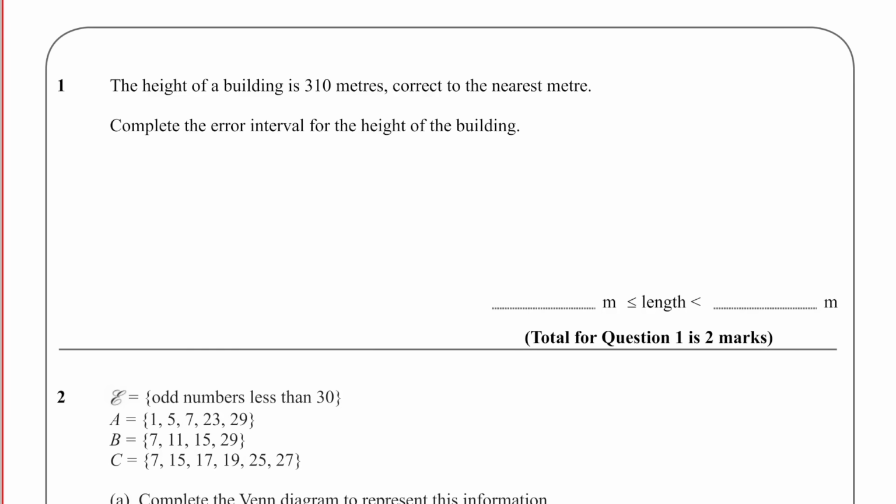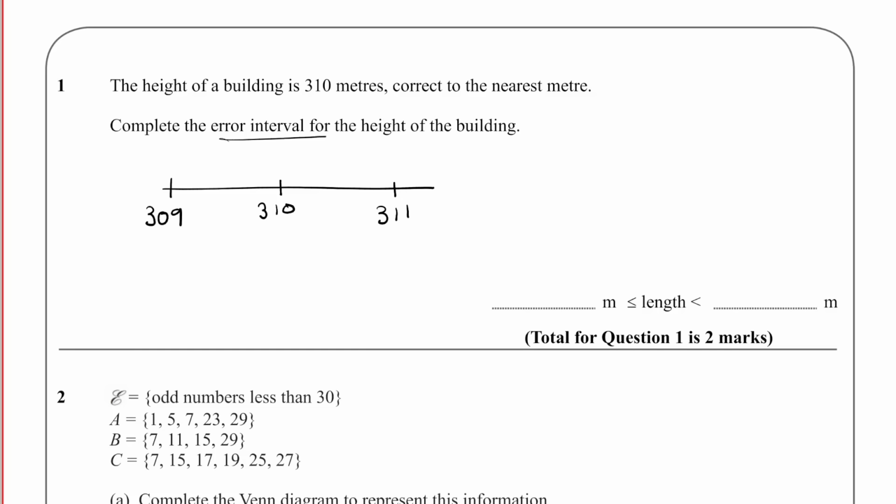Question 1. The height of a building is 310 meters, correct to the nearest meter. Complete the error interval for the height of the building. So it's an error intervals question. It's 310 to the nearest meter. So the one up is 311. The one down is 309.